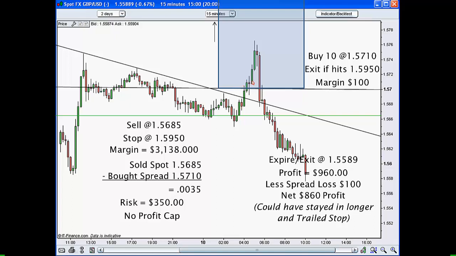So now ratios are really important. I have all these on our site free, and they're built right into the scanner. But just to give you an example, let's say you're a futures trader.